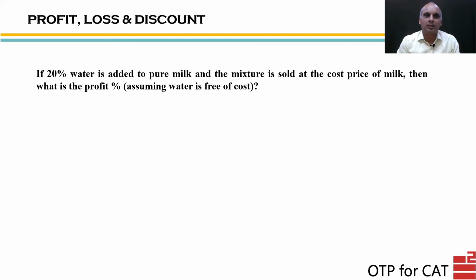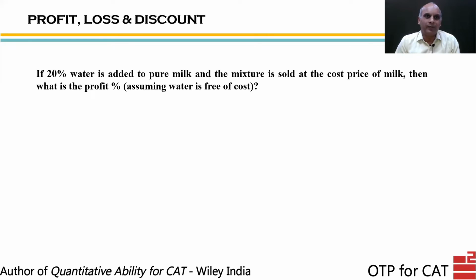All right. Let's try one more problem. In this, if you read this question carefully, it says that 20% water is added to pure milk and the mixture is sold at the cost price of milk. Then what is the profit percent? In the brackets, an important sentence is given that we are assuming that water is free of cost. We will soon see the implication of what happens if water is free of cost or what happens if water is no more free of cost. So let's first of all assume that water is free of cost as is given in the question.